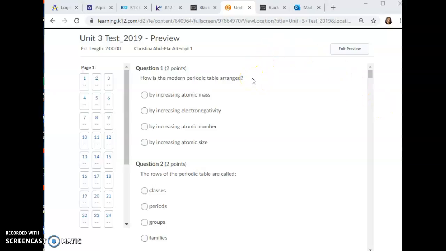How is the modern periodic table arranged? By increasing atomic mass, by increasing electronegativity, by increasing atomic number, by increasing atomic size.